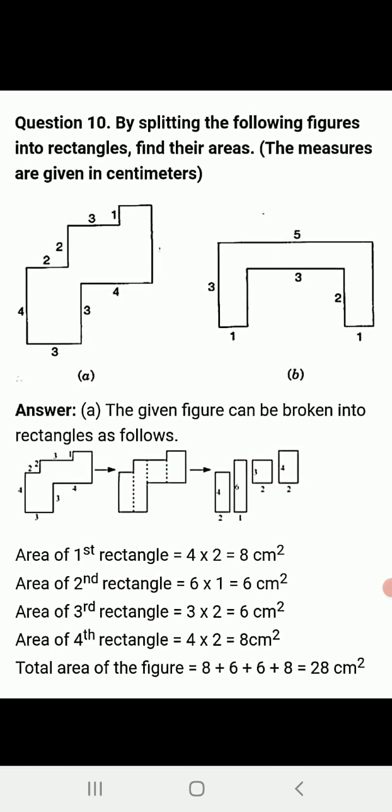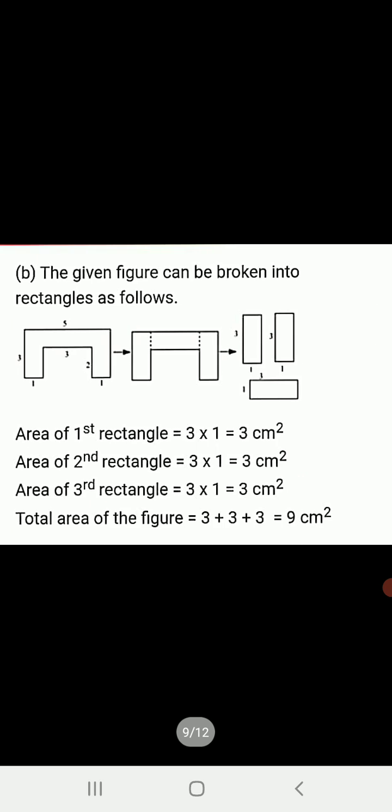28 centimeters square. Now similarly for the B question, you can see this diagram also is split into 3 different rectangles. For each rectangle, the length and the breadth remain the same. The length is 3, breadth is 1. So in each case, on finding the area, you get 3 centimeters square, 3 centimeters square and 3 centimeters square. So what will be the total? 3 plus 3 plus 3, that is 9 centimeters square.